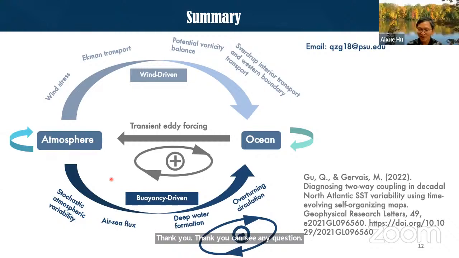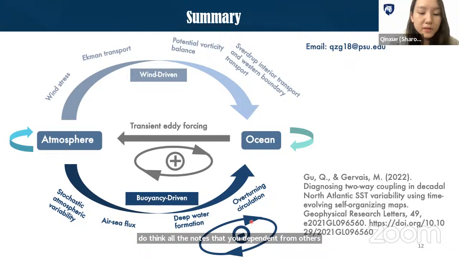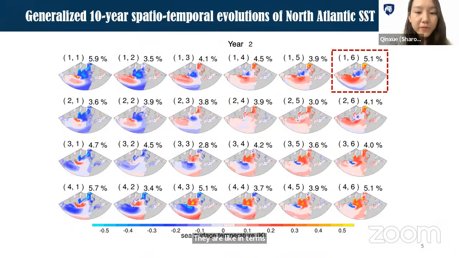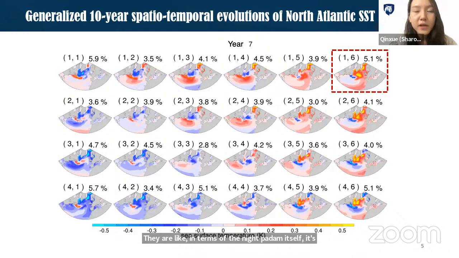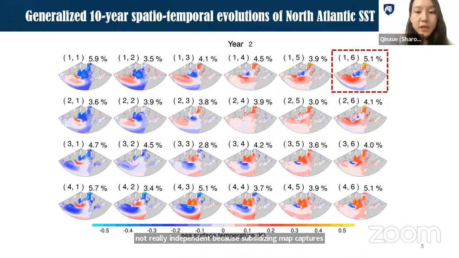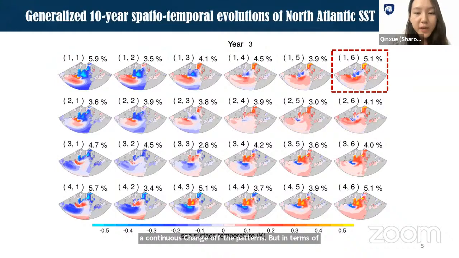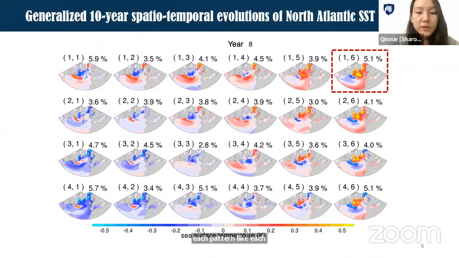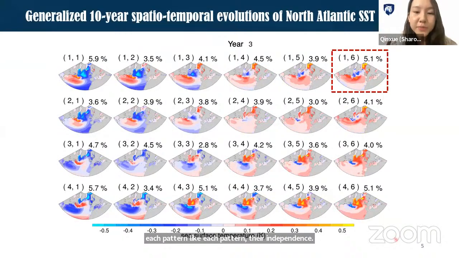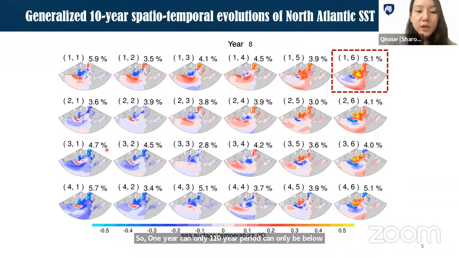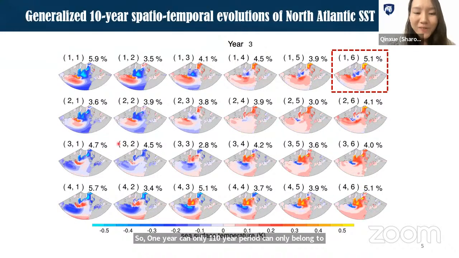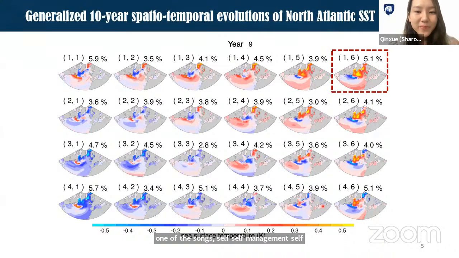I have a quick question. You use this self-organizing map, you generate those number of nodes. Do you think all the nodes are independent from others? In terms of the pattern itself, it's not really independent because the self-organizing map captures a continuous change of the patterns. But in terms of the years associated with each pattern, they're independent. So one year, or one 10-year period, can only belong to one of the self-organizing map nodes. Does that make sense? Yes. Okay, thank you.